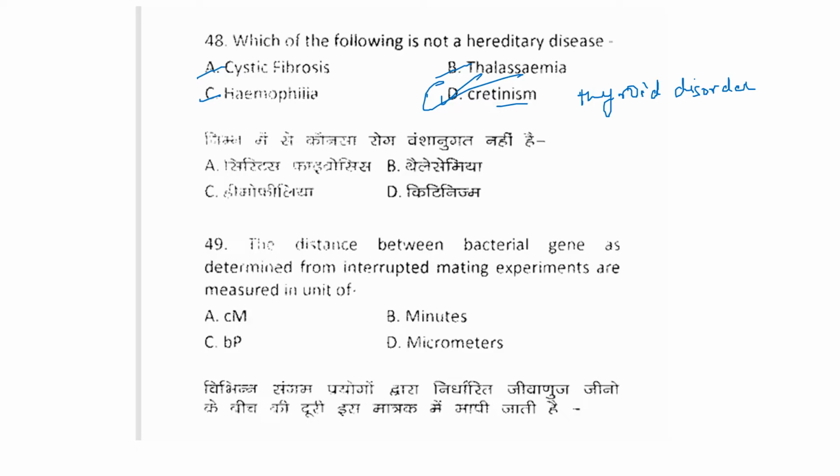The distance between bacterial genes as determined from interrupted mating experiments is measured in units of. So bacterial experiments are done, and then the experiment is interrupted after some minutes, and then it is checked which genes have been transferred to the strain. So in that case, the distance between the bacterial genes is measured in terms of minutes.